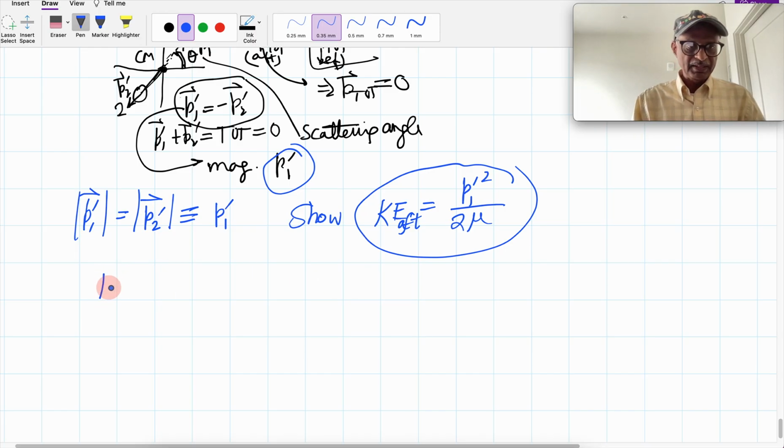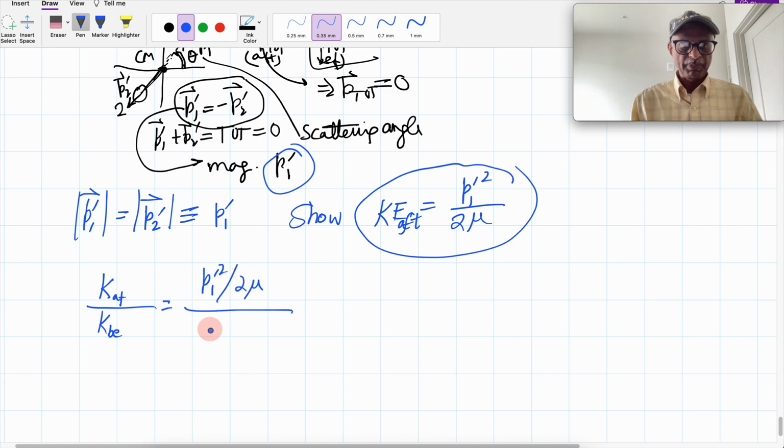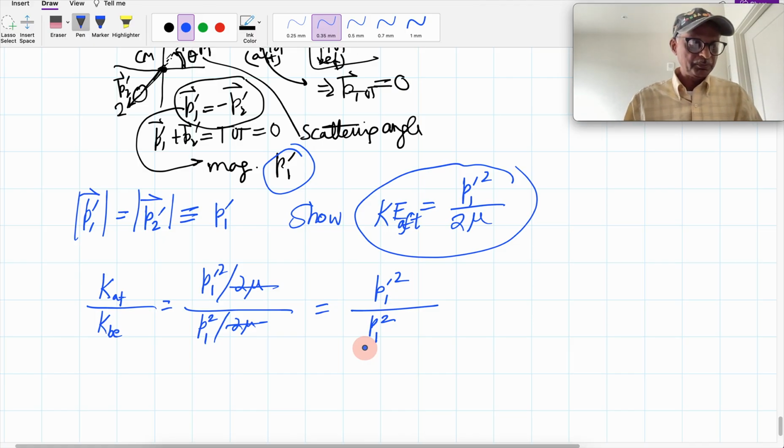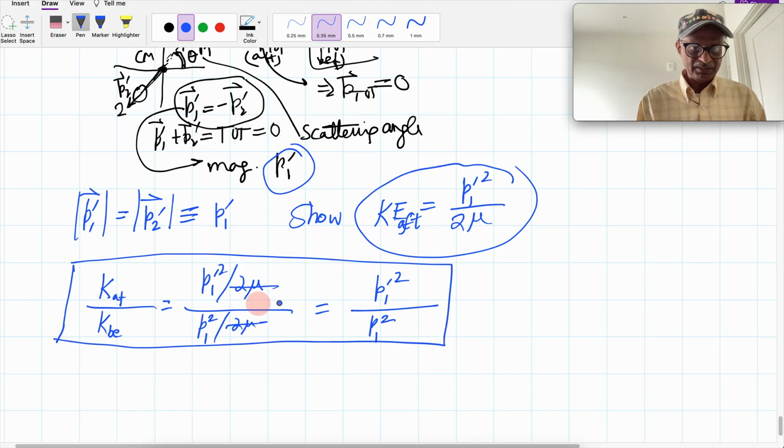Okay, so we have a kinetic energy after and a kinetic energy before. It is p1 prime square over 2 mu, and p1 square over 2 mu. These guys cancel, and you have p1 prime square over p1 square. Okay, so I just worked out this far, which is very good. So how can we relate this?